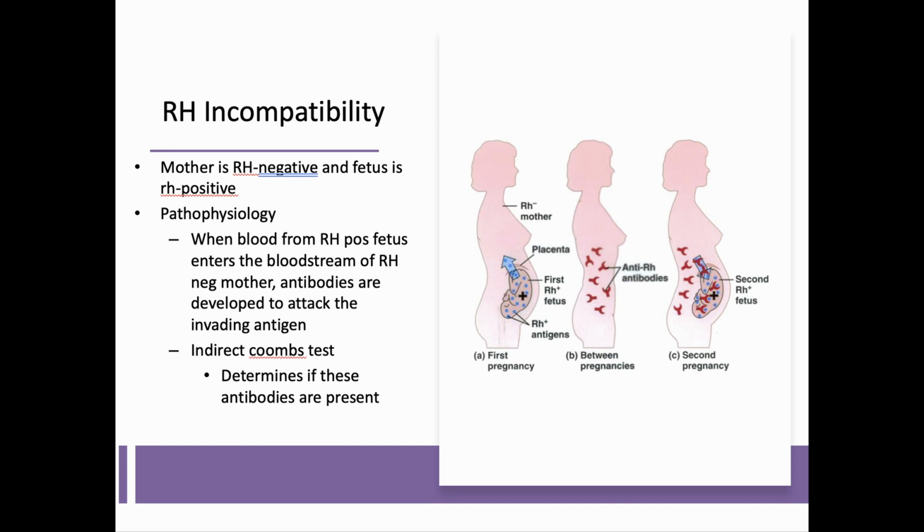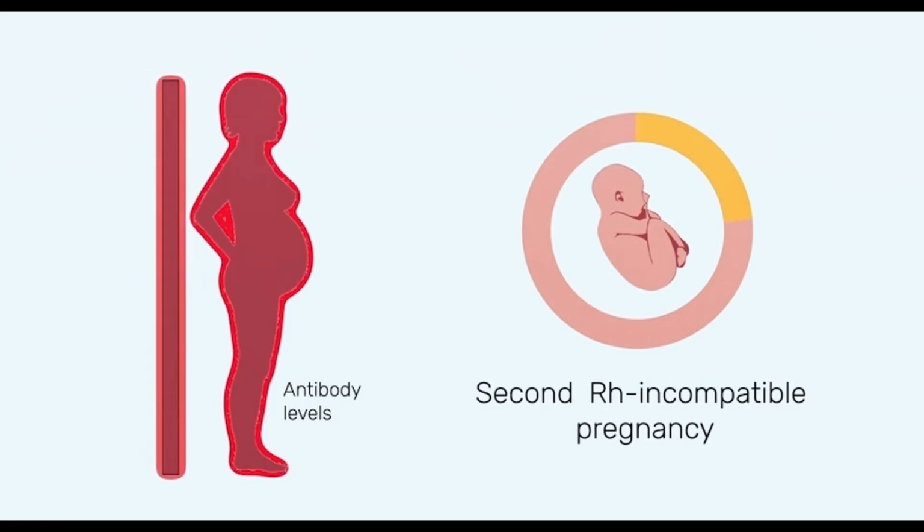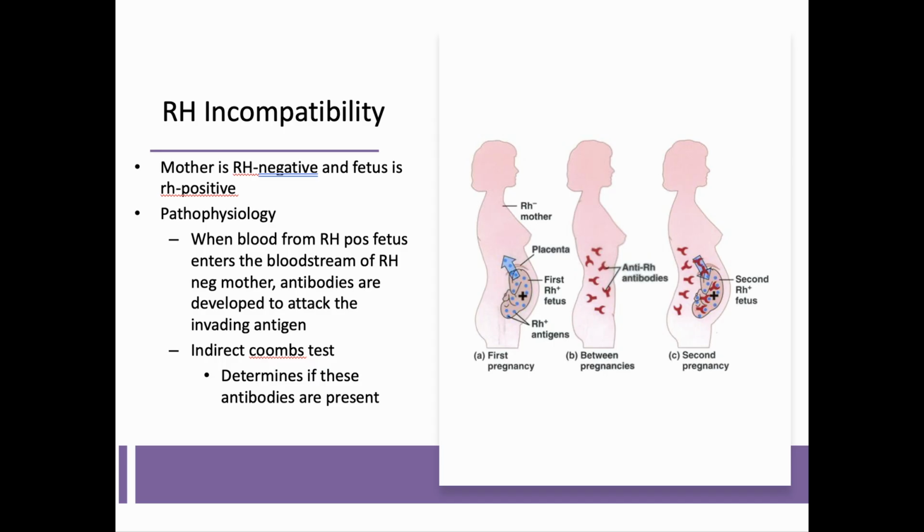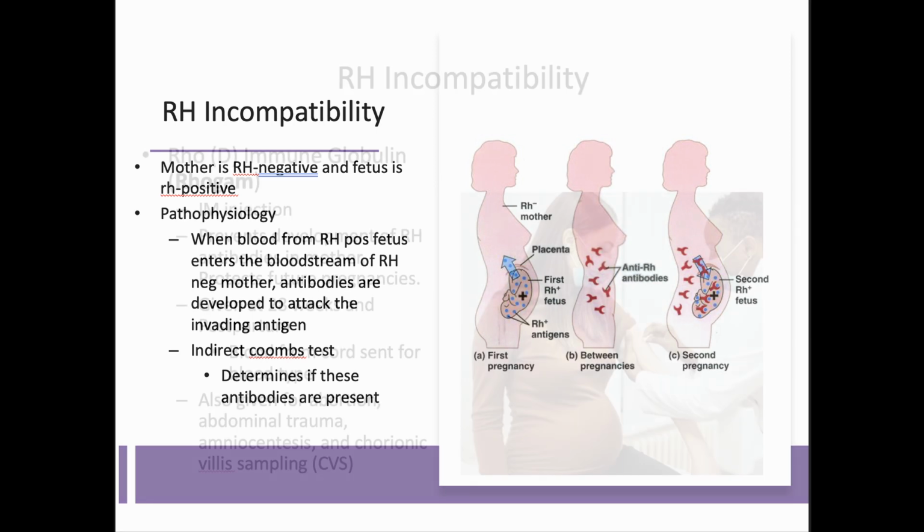So we could do our indirect Coombs test during the pregnancy, right? The Coombs test is after the pregnancy. We do that to the baby. Indirect Coombs test will determine if those antibodies are present in the mom's blood, right? So this is a blood test for mom.